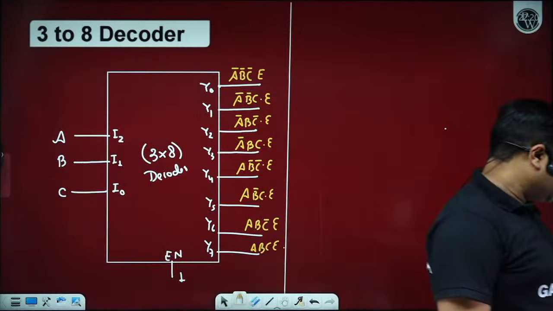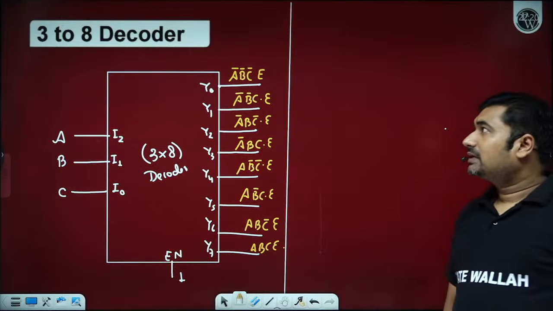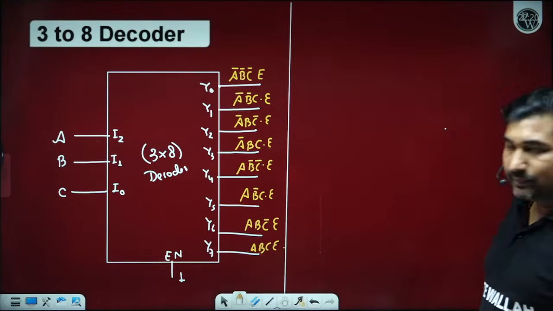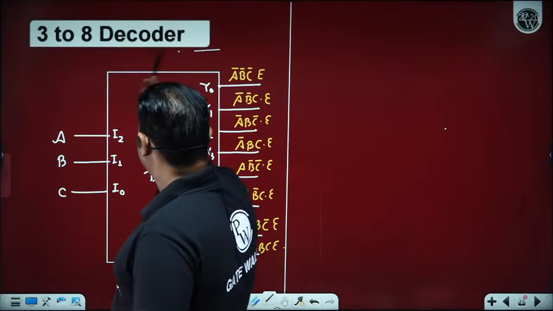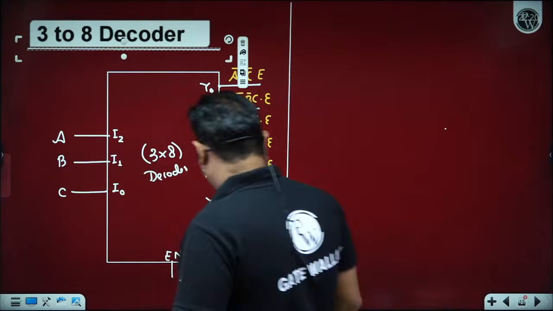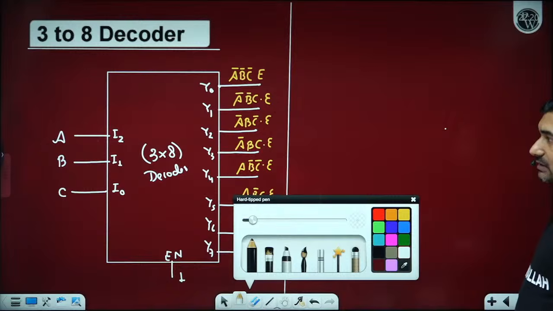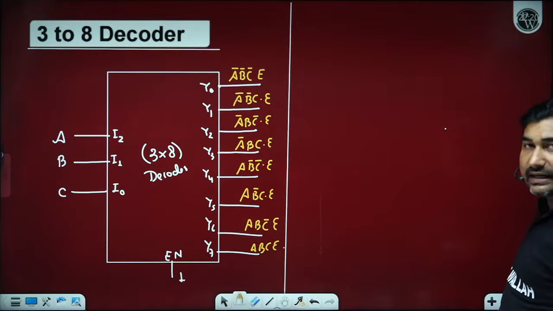Great. Now come back to the 3 cross 8 decoder. How many of you are able to understand the 3 cross 8 decoder, beta ji? Please let me know by writing in the comment section.